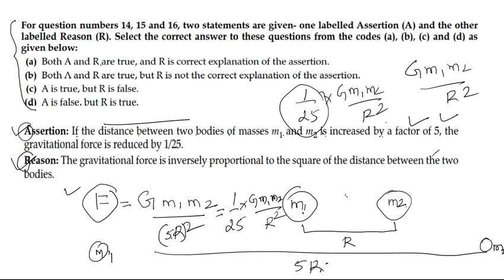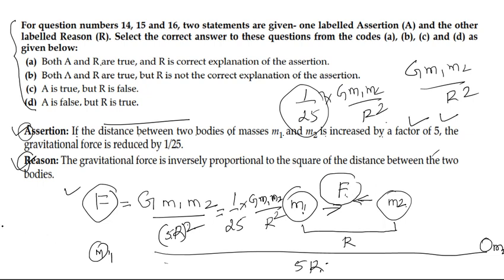When you increase the distance between them, the force will reduce. If you change the distance 5 times, the force will change by 1 by 25th. It reduces by 25 times. And it's a clear indication that the more the distance, the lesser is the attraction force between these two. And how do you say it mathematically? Force is inversely proportional to the square of the distance between them.